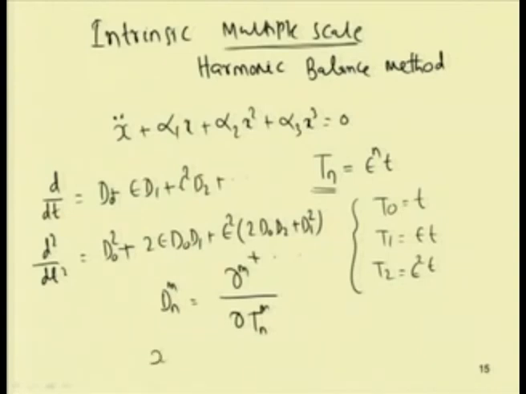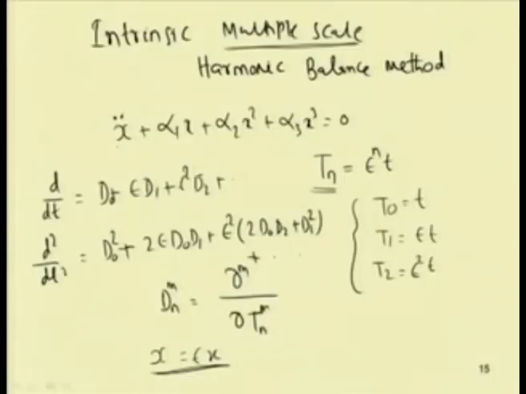So, by writing x equal to epsilon x, one can write this equation in terms of the bookkeeping parameter. Now, substituting x equal to epsilon x, this equation becomes epsilon x double dot plus epsilon alpha 1 x plus epsilon squared alpha 2 x squared plus epsilon cubed alpha 3 x cubed. So, taking this epsilon common, and as epsilon is not equal to 0, one can write this equation in this form.